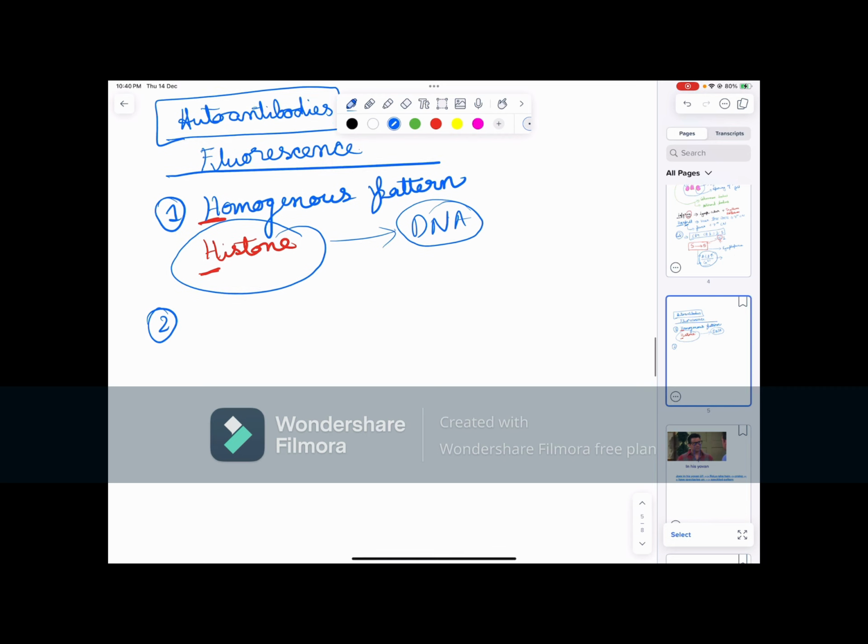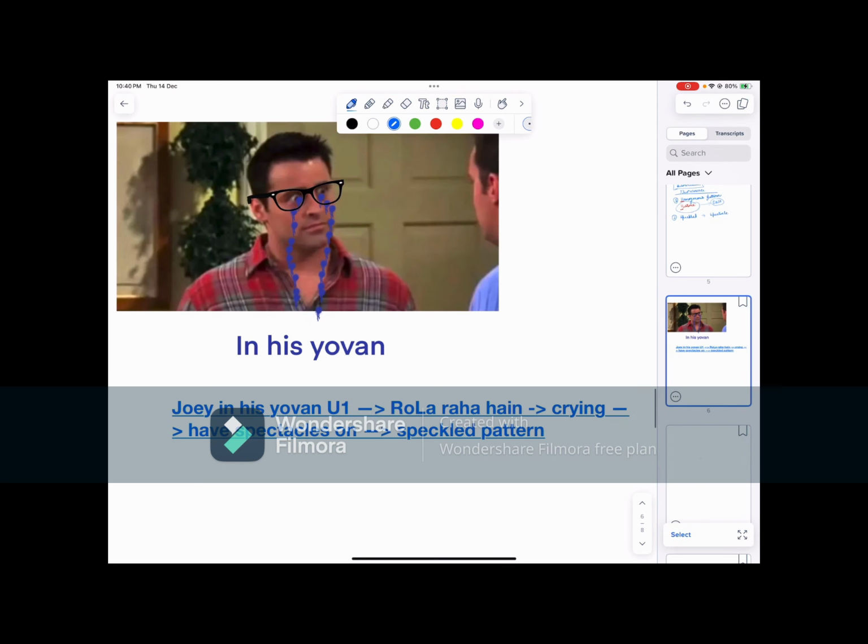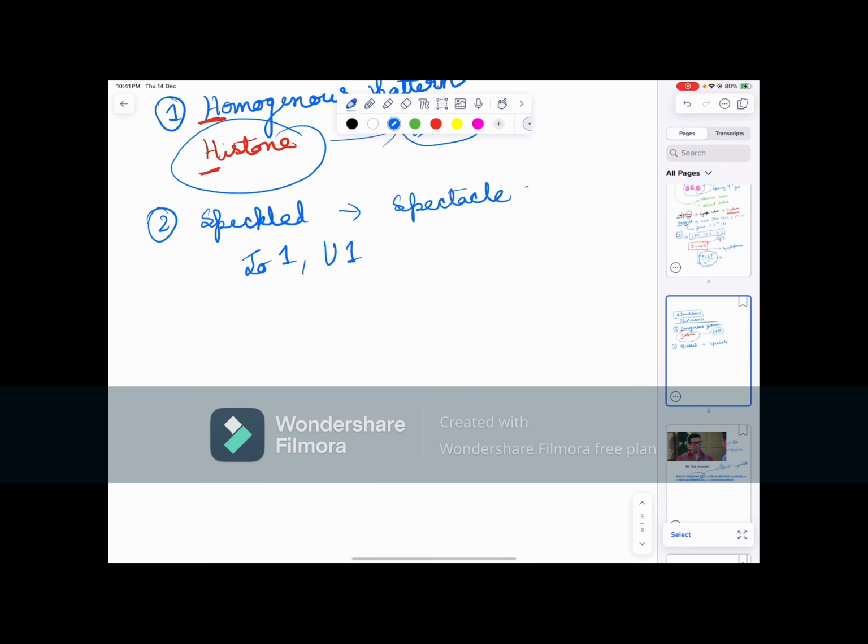Second, we have speckled. Just misread speckled as spectacle. Of whom? Of Joey. So from Joey you will get Jo-1, and he is crying. So Ro and La, and he is in his youth stage. So speckled pattern is seen in Jo-1, Ro, and La.